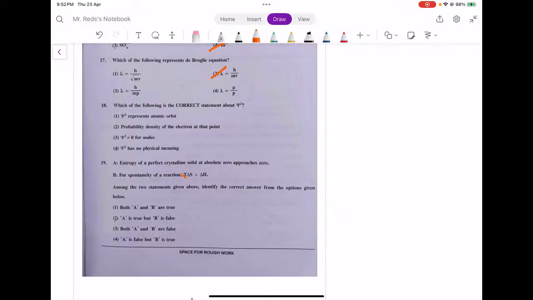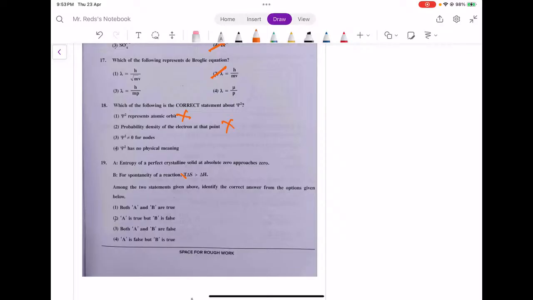Next, go to the 18th question. Which of the following is the correct statement about psi square? Psi square represents the atomic orbit, not orbit, so that is not correct. Probability density of the electron at that point, this is also not correct. Psi square represents mostly the orbital, not orbit, and the probability density of the electron at that point. This is also not correct because the electron moves with high velocity. We cannot find out the exact position of the electron.